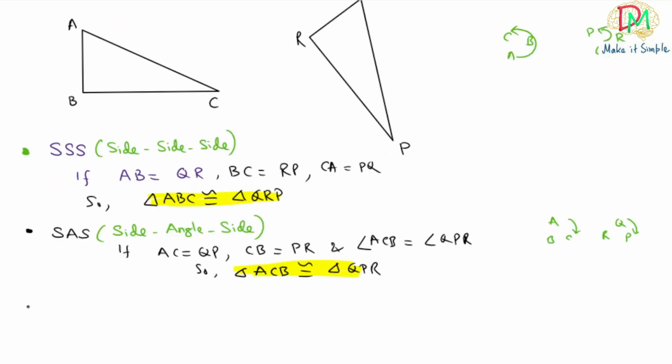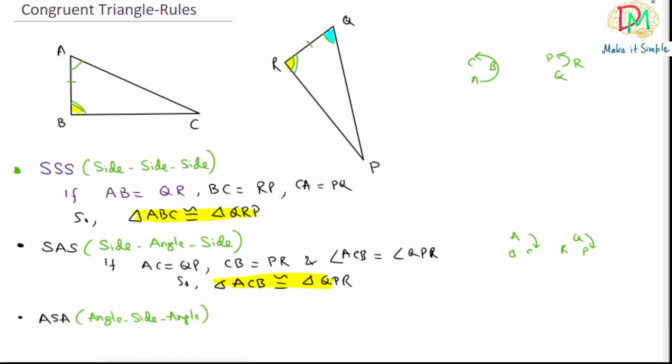Now we learn the angle side angle rule. What is the angle side angle rule? When two angles and the included side are equal to another triangle's two angles and included side, then we can say these two triangles are congruent. So let's take this example.